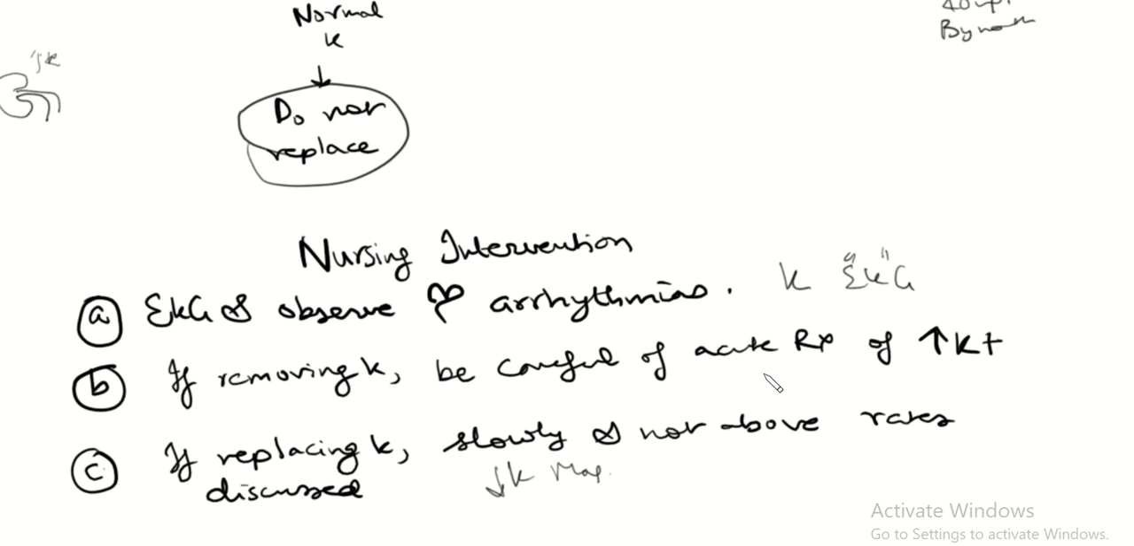If you're removing K, if you're removing potassium, be careful because they are hyperkalemic, which means they might run into some of the complications of high potassium, which may be cardiac arrhythmias.